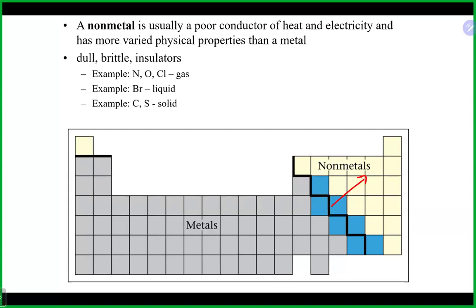Some examples of gases: nitrogen, oxygen, chlorine. A lot of those diatomic molecules we talked about earlier that are elements, like hydrogen, oxygen, nitrogen, chlorine, fluorine, bromine, and iodine, those are all nonmetals and they're all elements and they all come as those twos. Bromine is a liquid, Br2. Solid carbon and sulfur are examples of that.